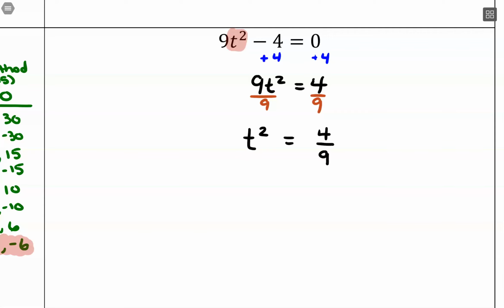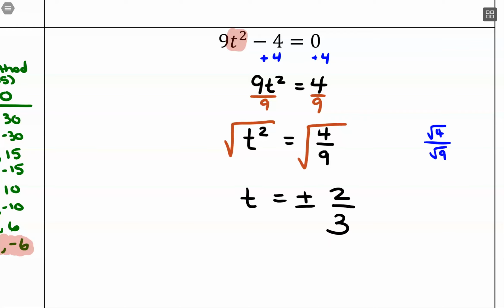Now from here, I can take the square root of both sides. That'll give me t equals, and we'll have our plus or minus. Then the square root of 4 over 9, you could think of this as the square root of 4 over the square root of 9. So we can simplify that down to 2/3. So we'll have two solutions, positive 2/3 and negative 2/3.